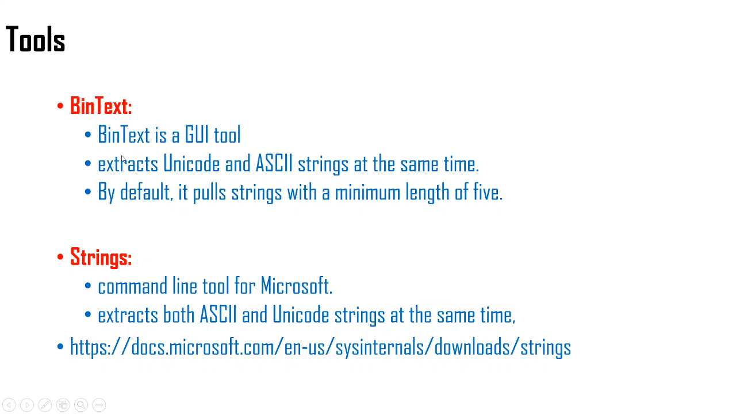The second tool is BinText. It is a GUI tool, and Strings is not a GUI tool. It is a command line tool. BinText is a GUI tool, a graphical user interface will open here, and with this tool we can also extract Unicode and ASCII strings at the same time. By default, it will pull strings with a minimum length of 5, right? We can change the length also.